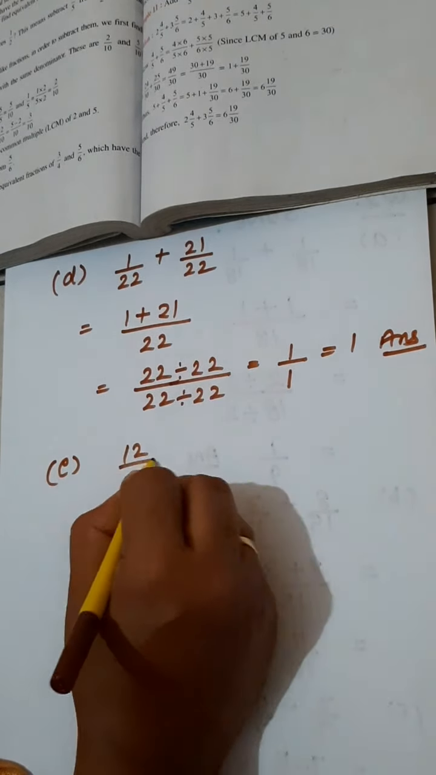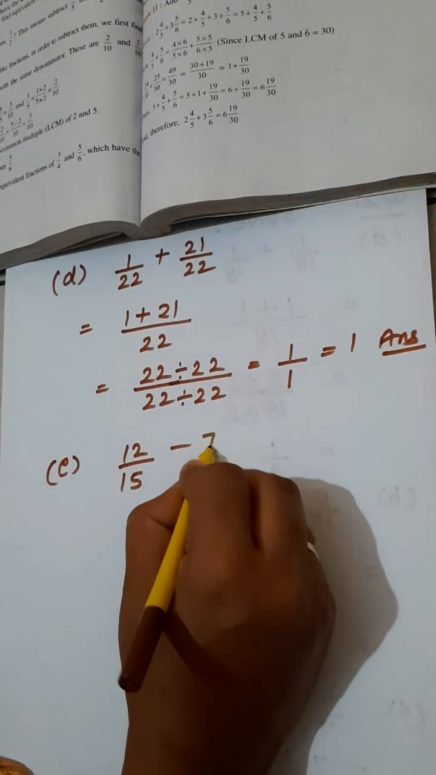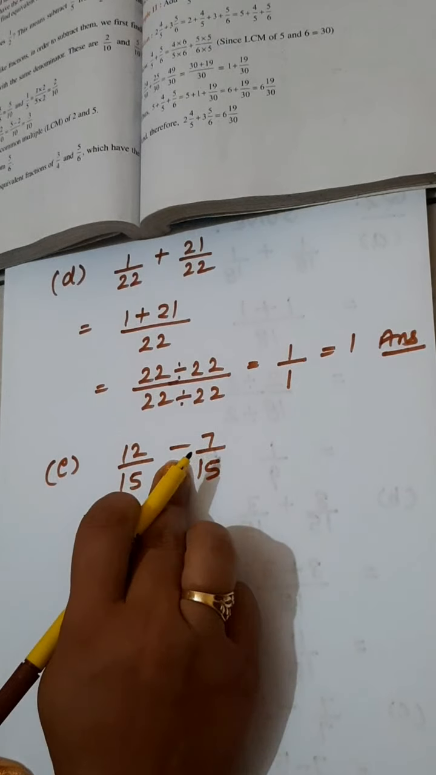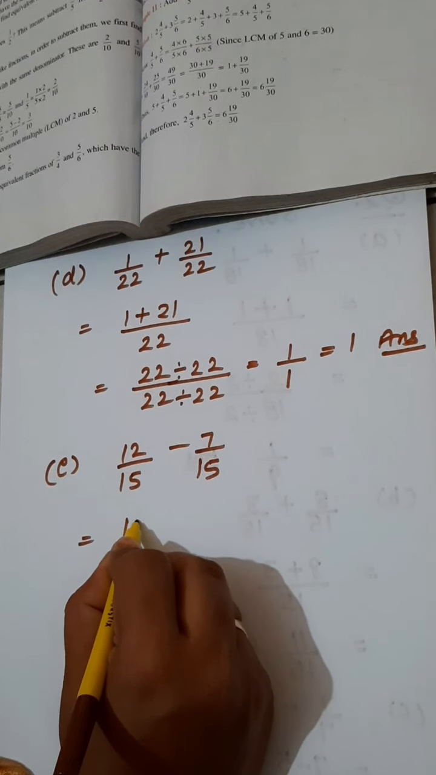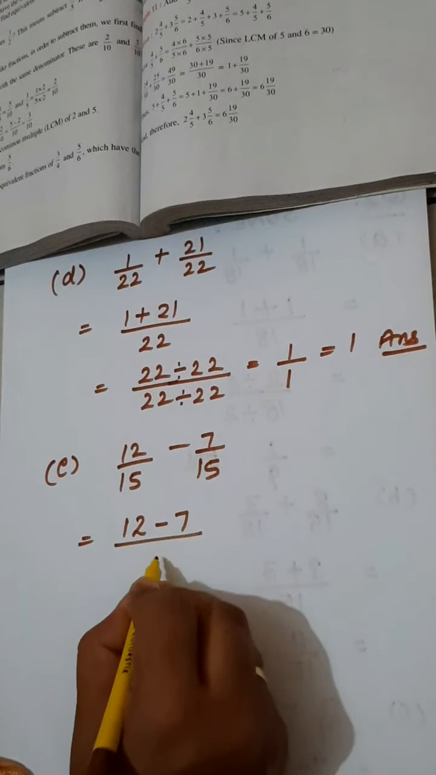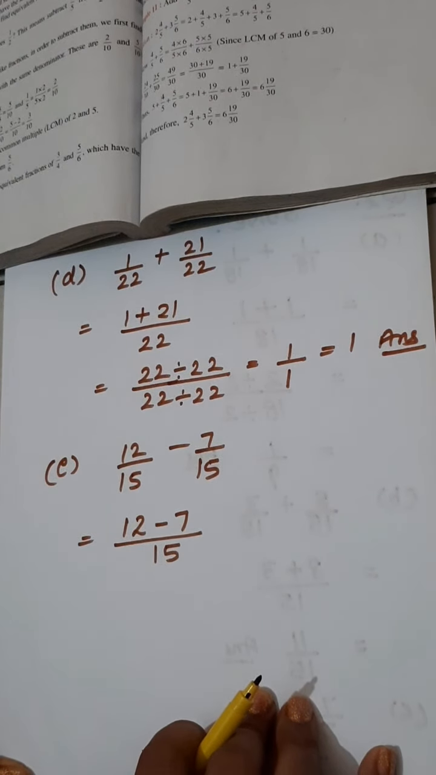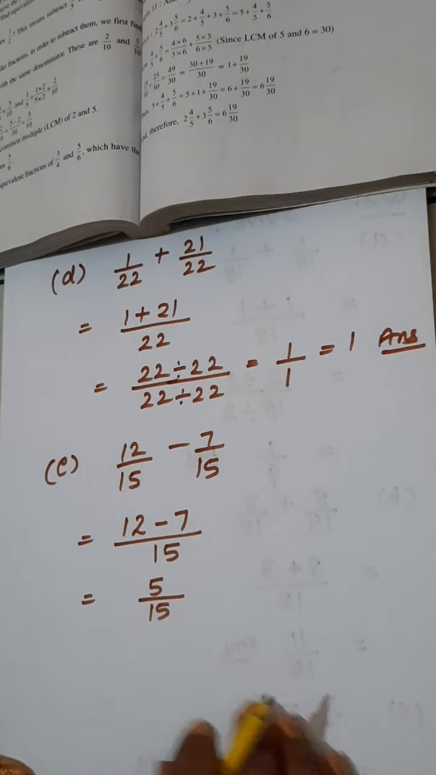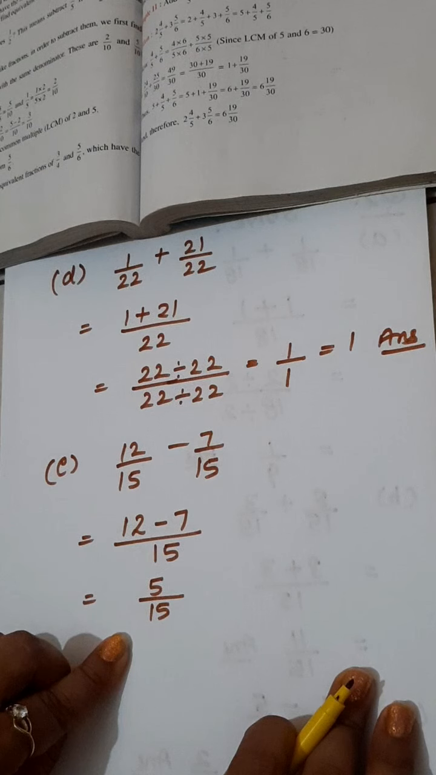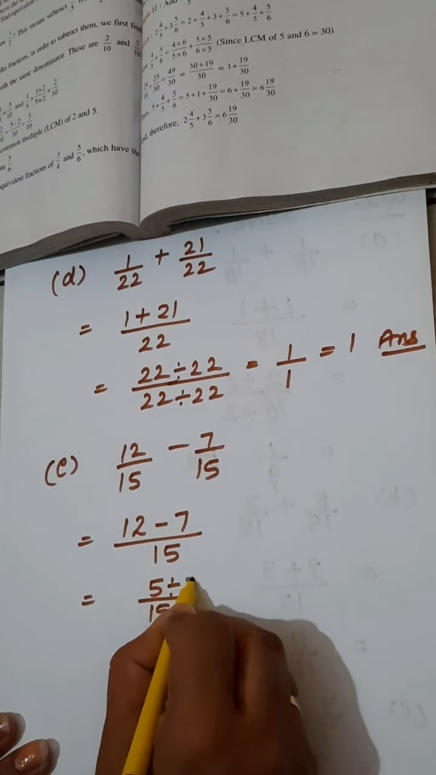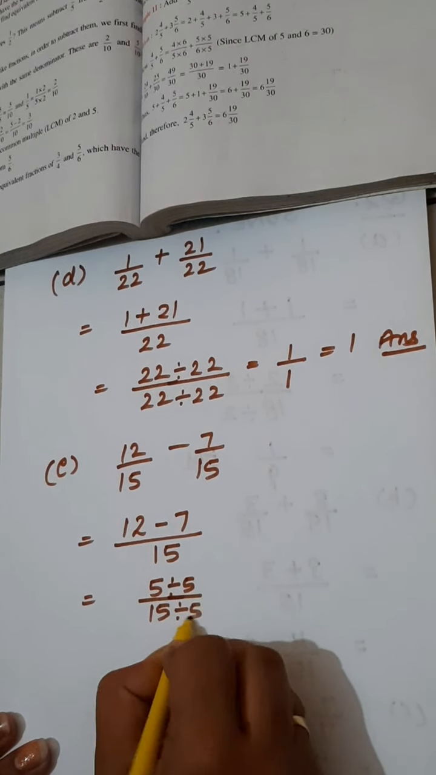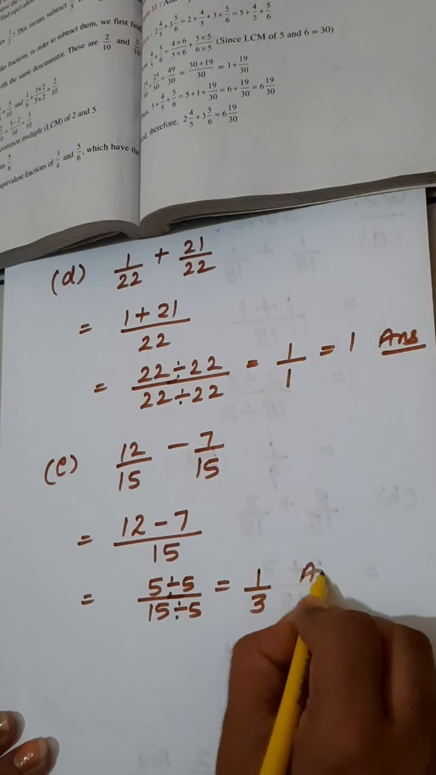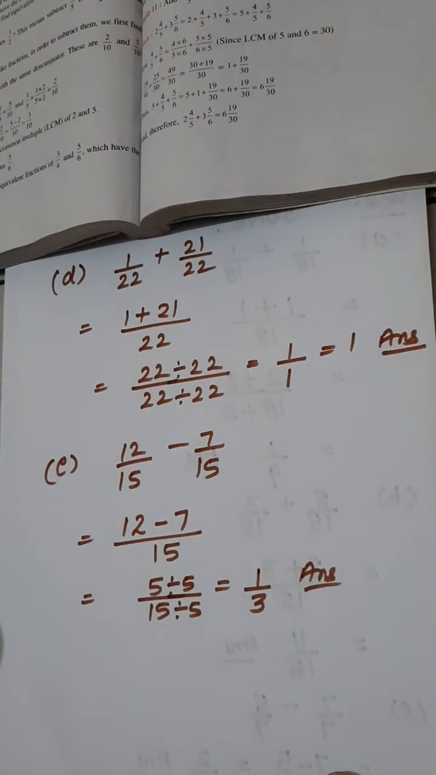E part is 12 upon 15 minus 7 upon 15. Again we have same denominators and we have to subtract. So my next step is 12 minus 7 upon 15. Now if you subtract 7 from 12, you will get 5 upon 15. As both numerator and denominator are divisible by 5, I will write 5 divided by 5, 15 divided by 5. So my answer is 1 upon 3.